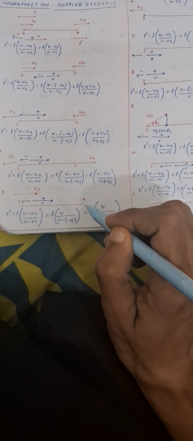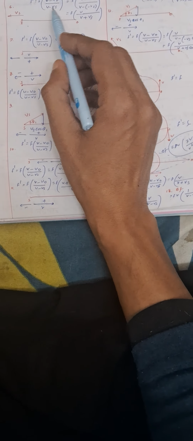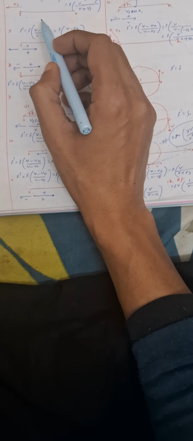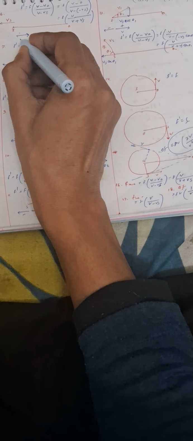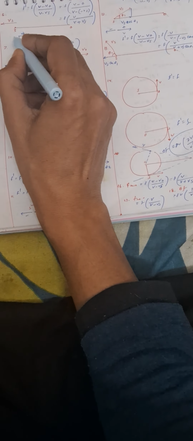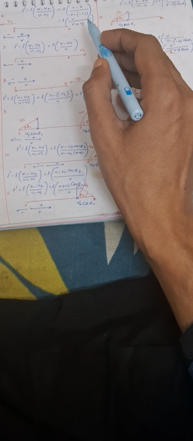Next, the observer is at rest and the source moves as shown in the figure, so f' will be f v/(v + vs). Next, here, take velocity of sound from source to observer, and take this sign as positive and this sign as negative. So f' here will be f v/(v + vs).